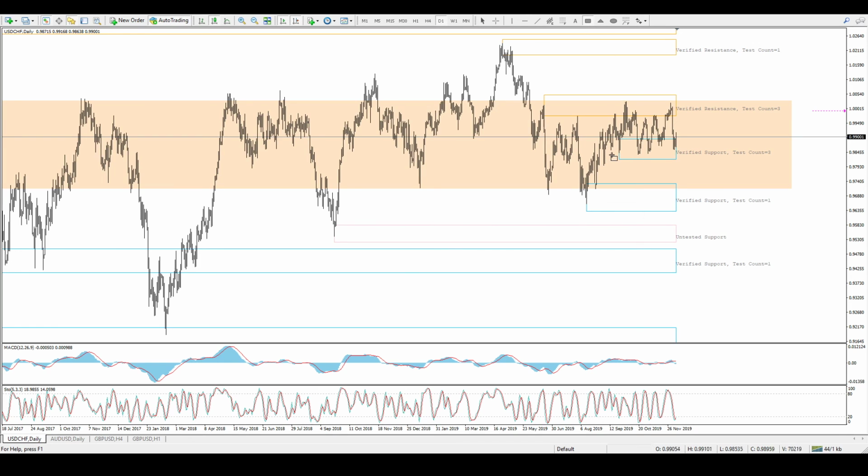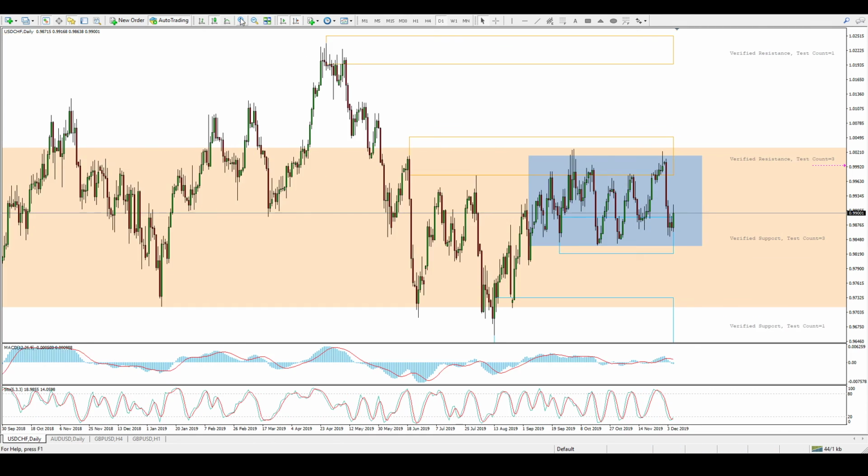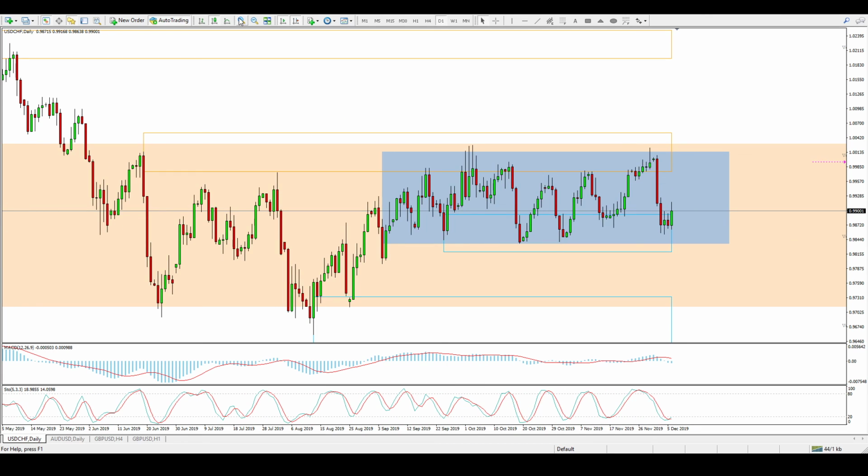Now let's put another box right here. Let's make this a fun color. Now let's zoom in. Okay, how many pips are we dealing with in this zone? 168 pips, 170 pips.